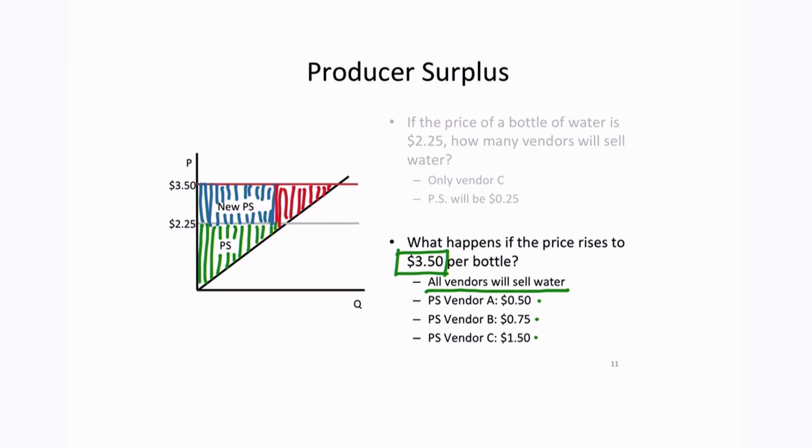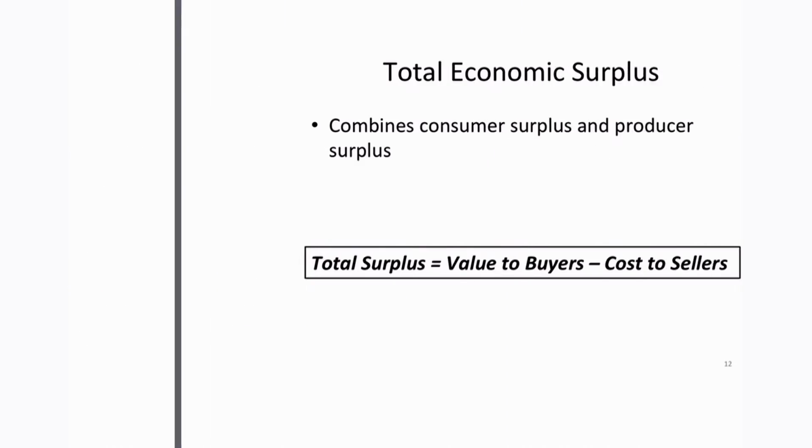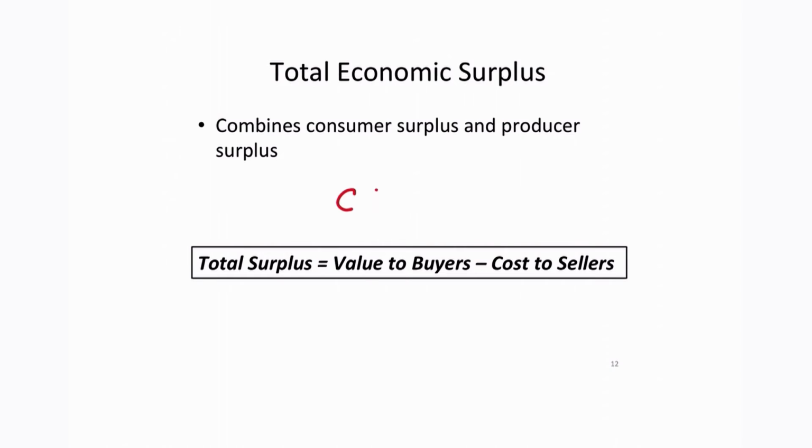So you can see here that the producer surplus is the gain for firms from receiving a price higher than their minimum that they're willing to accept. And it is going to be characterized as the area below the price and above the supply curve. So when we look at total economic surplus, this is going to be the combination of consumer surplus plus producer surplus. This is going to be captured as the value to buyers minus the cost to sellers.